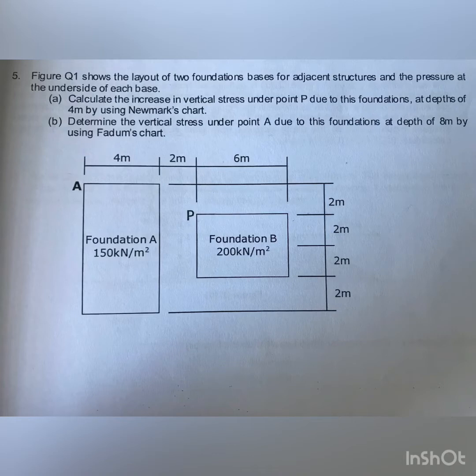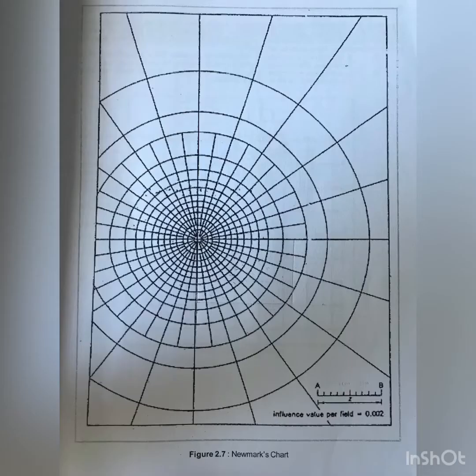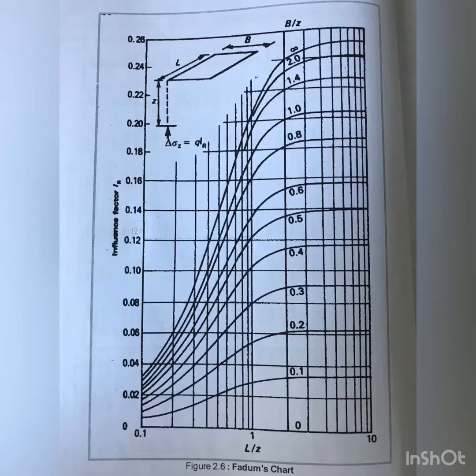Figure 1 shows the layout of two foundations. Part A wants us to calculate the increase in vertical stress under point P at depth 4 meter by using the Newmark chart, and part B wants us to determine the vertical stress under point A at depth 8 meter by using the Fadum chart. It gives foundation A 150 kN per meter square and foundation B 200 kN per meter square. To solve this question, we need the Newmark chart and Fadum chart.